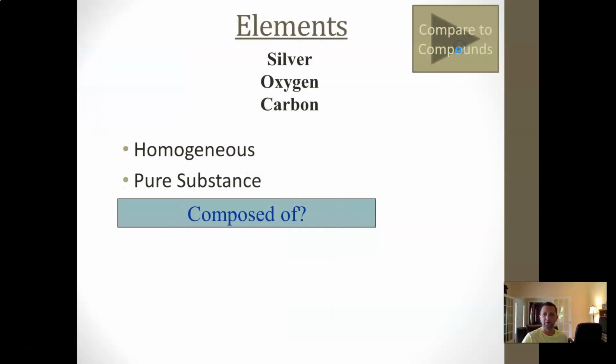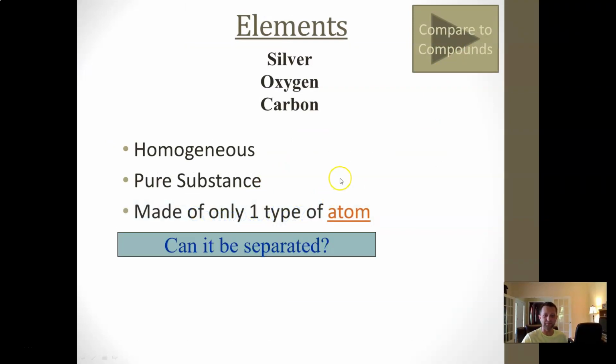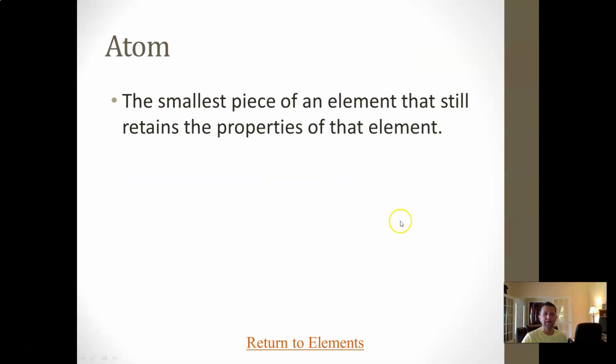All right, going back to elements, these are composed of things called atoms. So what is an atom? Let's define that. An atom is the smallest piece of an element that still retains the properties of that element.